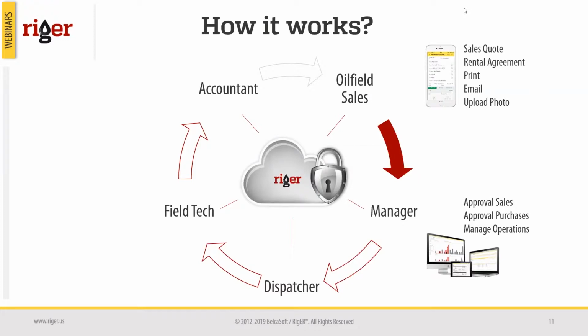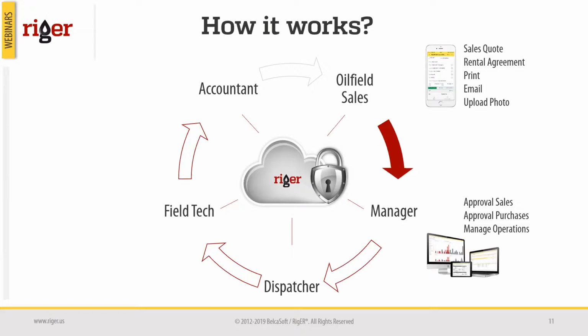And we start with the oilfield sales. The salesperson in the field, depending on his abilities, can use either the mobile application on a cell phone or the laptop or the tablet that he has, or he can use his laptop and connect to the cloud and create a sales quote and a rental service agreement. Every single job in RigER starts with the rental service agreement, and that is the main document that the salesperson or the sales manager are responsible for in RigER.